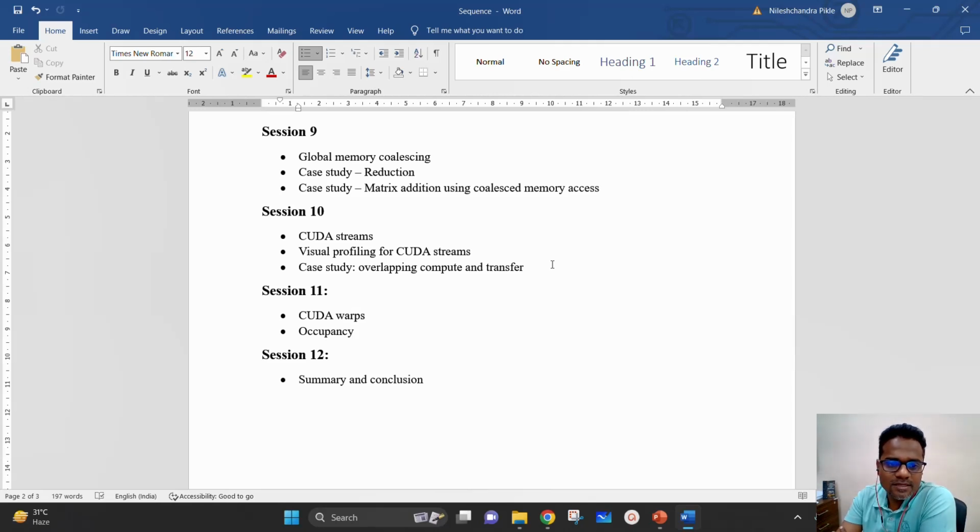Then a few topics like what CUDA warps and occupancy are, what the limitations of usage of on-chip resources are, and how they affect the occupancy of your GPU. We'll try to understand that in later sessions. And finally, we'll have a summary of the entire course, and we'll conclude this course. So these are the topics I'm going to cover throughout this series.